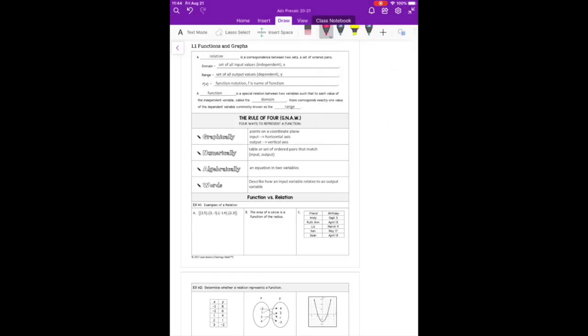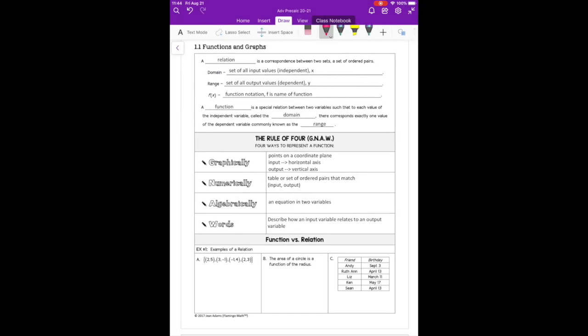Hi guys, we are going to start off our 1.1 notes. First, we're going to talk about some vocabulary that is super important that you know. We need to know that a relation is a correspondence between two sets of ordered pairs.